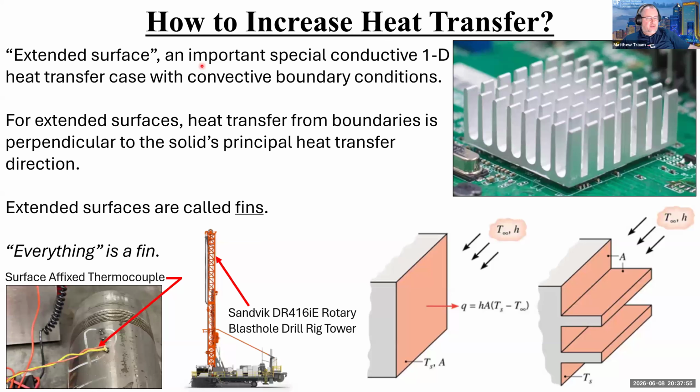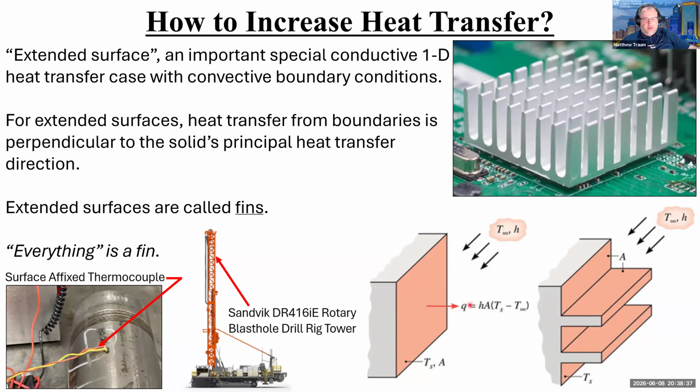And it turns out that extended surfaces or fins are an important special conductive 1D heat transfer case when you have convective boundary conditions. So even though there are two dimensions here, you could still use all of the one-dimensional resistor model and all that stuff that we talked about in previous lectures. So these are really powerful and really useful because you can use all the stuff you already know from 1D and just extend it into two dimensions without actually having to solve a two-dimensional heat transfer problem. So I say here for extended surfaces, heat transfer from boundaries is perpendicular to the solid's principal heat transfer surface.